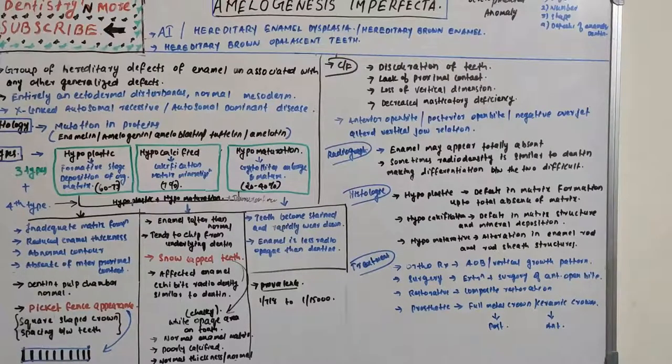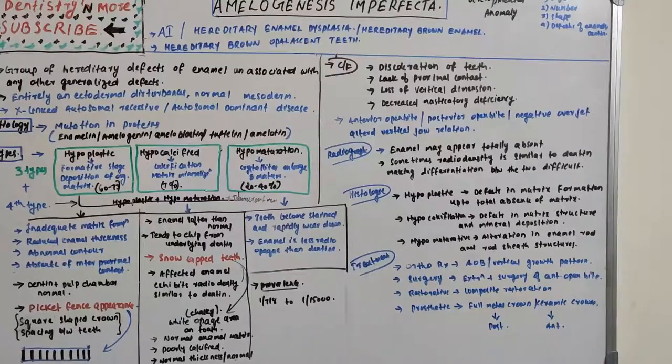But in amelogenesis imperfecta, the enamel is hypomineralized. So that's why there will not be much difference between the mineral content. So likewise, the radio density will be almost the same. So it is very difficult to differentiate enamel and dentin from a radiograph.